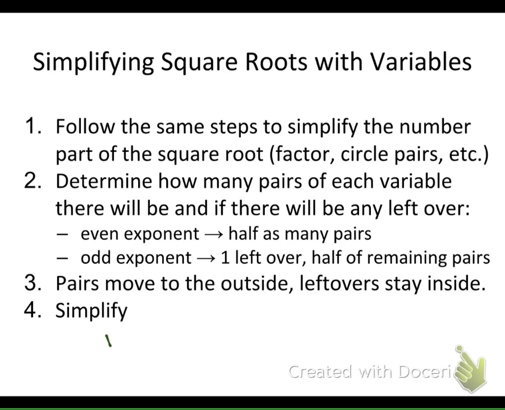So let's say that you have the square root of a to the 4th. Now, is that exponent odd or even? Even. Because it is an even number, it is going to completely cancel out with the square root. So what's half of 4? 2. So it's going to cancel, and it'll just come to the outside as a squared as a coefficient. Nothing will be left on the inside.